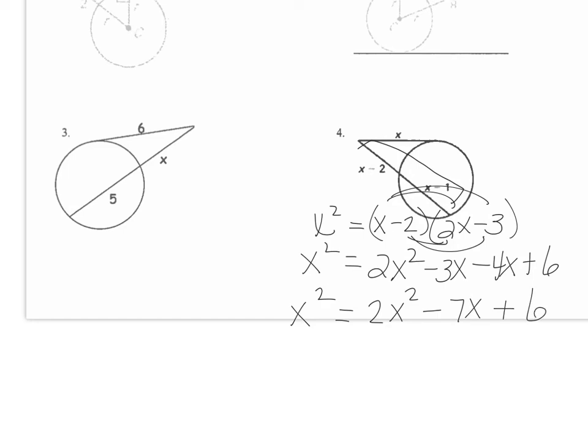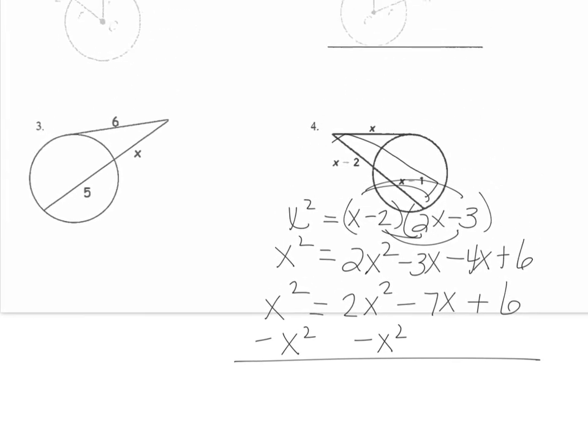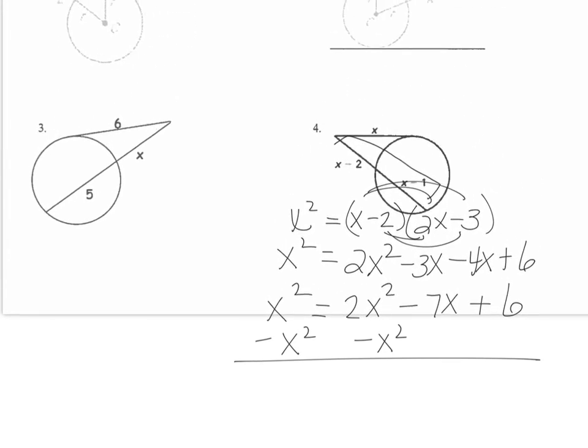All right, looking at this, how do I know I'm going to have to factor? Because I have an x and I have an x squared. So I gotta make this equation equal 0. Subtract x squared. That didn't move with it. All right, so I'll just move it. All right, so I have 0 equals x squared minus 7x plus 6.